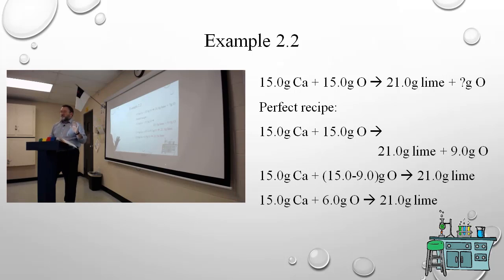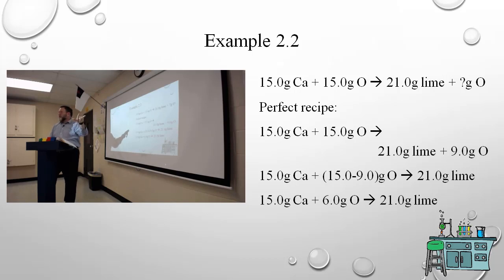If I'm supposed to make 24, I doubled it. If I'm supposed to make 36, I tripled it. If I'm supposed to make 30, I 2.5 times it. The trick here is to figure out what multiple. How many batches are we going to have to make of this recipe? If I was asked to make 21 grams of lime, I would say, okay, give me 15 grams of calcium and 6 grams of oxygen.